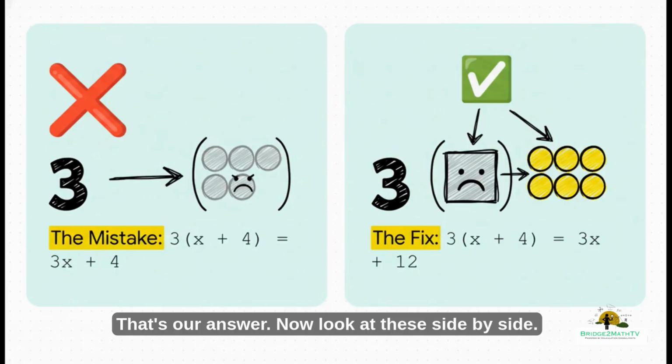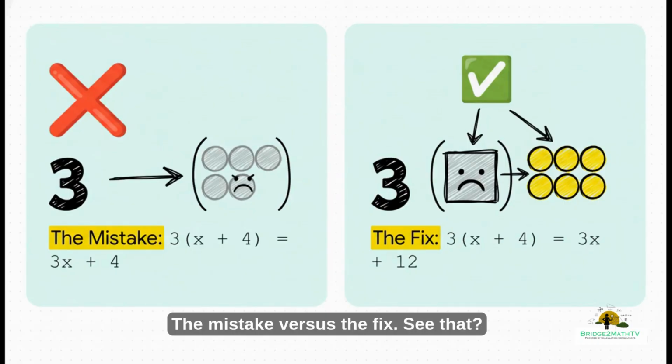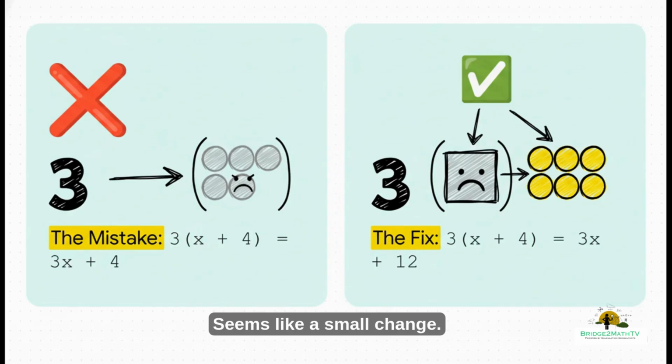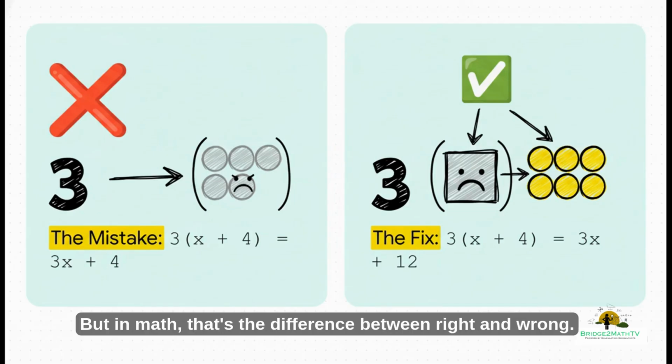Now look at these side by side, the mistake versus the fix. See that? The only thing that's different is that the 4 turned into a 12. Seems like a small change, but in math, that's the difference between right and wrong.